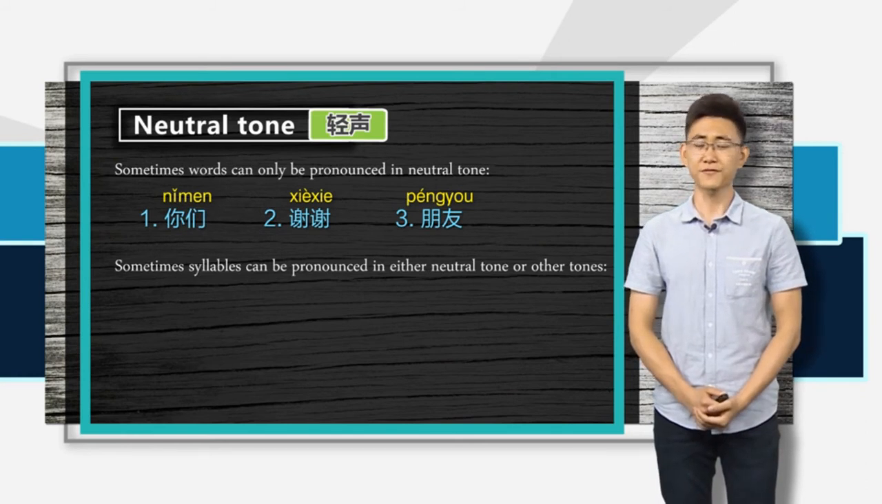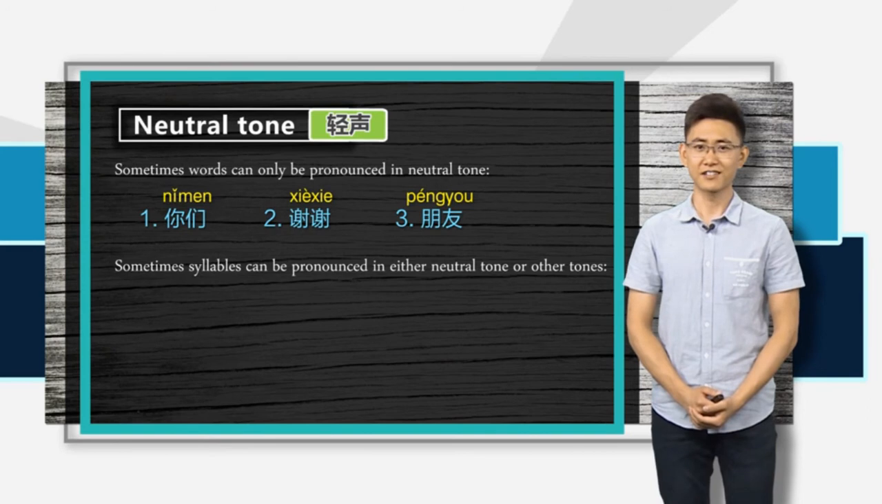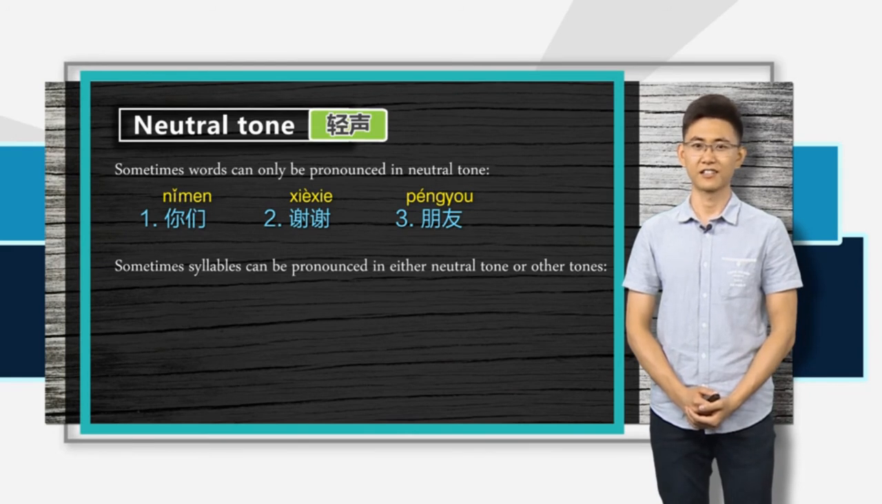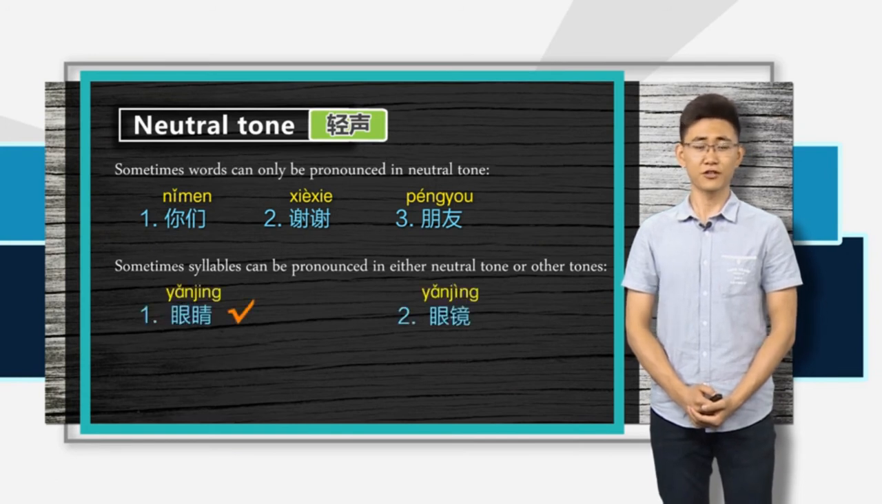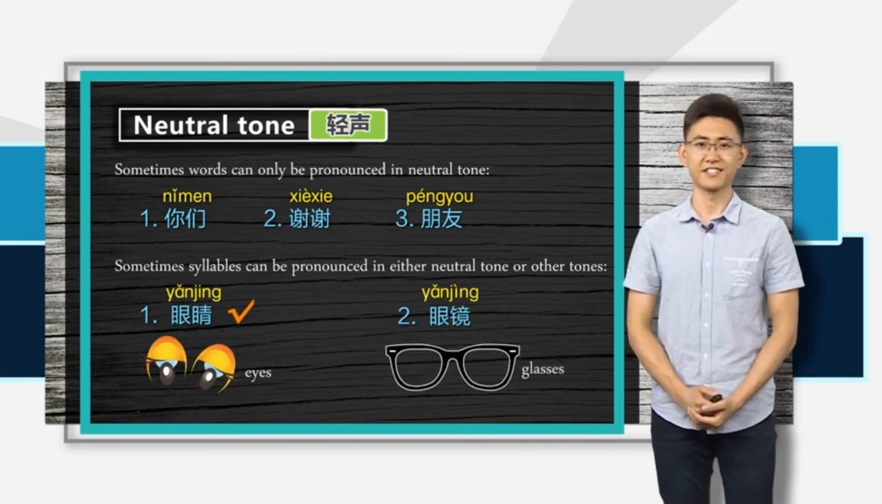Here are two new words for you. Listen and pick up the ones with neutral tone. 眼睛, 眼镜. Listen again. 眼睛, 眼镜. The first one is pronounced in neutral tone, right? 眼睛 means eyes. 眼镜 means glasses.